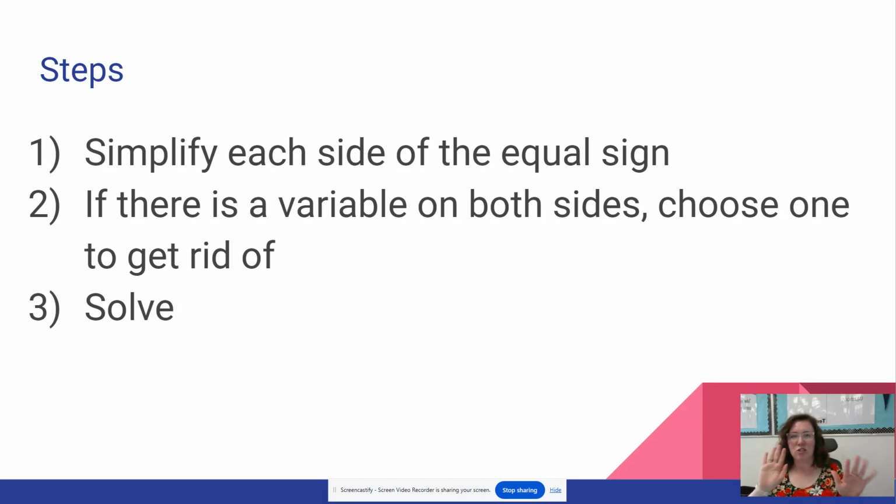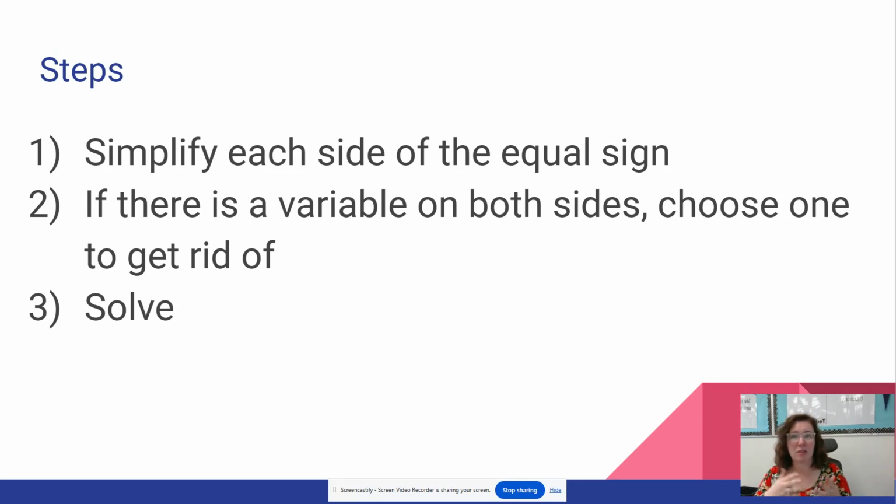First, you simplify each side of the equal sign independently. Just do the left side, just do the right side, make it as simple as possible. Then, if there's a variable on both sides of the equal sign, choose one of them to get rid of. I always like to choose the smaller one, but that's not a rule.